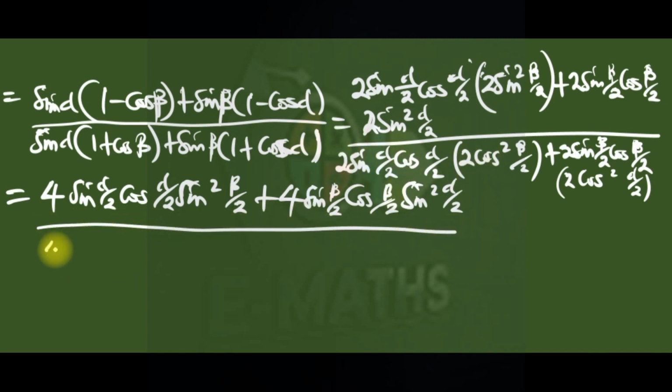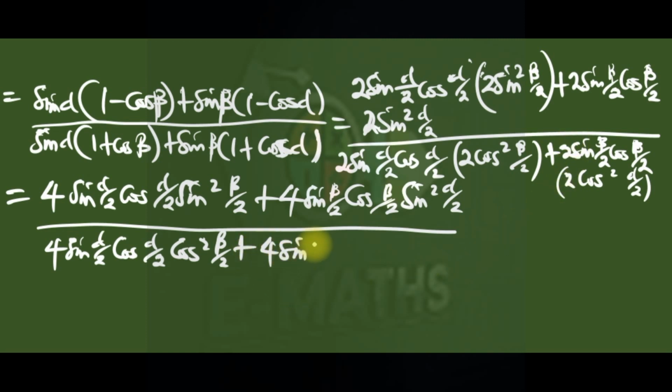For the denominator, 2 times 2 is 4 times sine half alpha cos half alpha cos squared half beta, plus this times that, 4 sine half beta cos half beta cos squared alpha over 2.